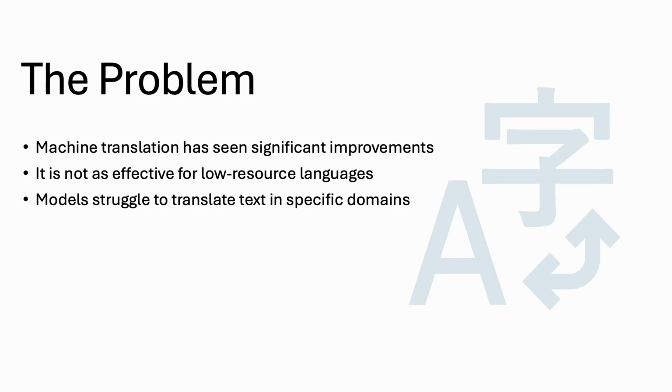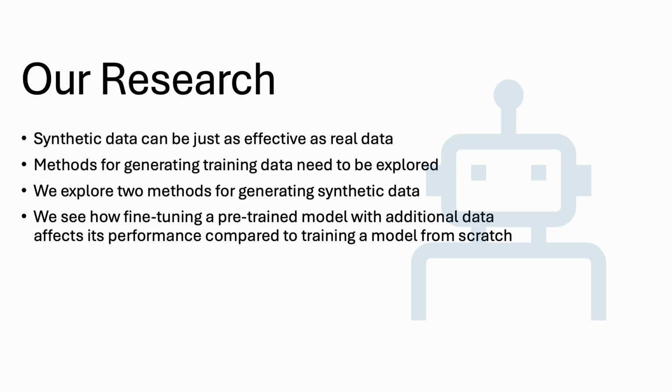Machine translation has seen significant advancements recently. However, it is not as effective for low-resource languages as it is for languages that have more data available for training. Additionally, models trained on general data may struggle to translate terminology specific to a particular domain, such as the medical domain. Research has shown that synthetically generated data can be just as effective for training models as real data.